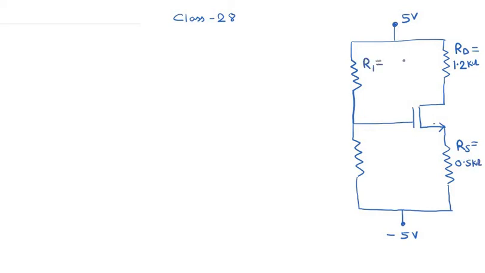So R1 and R2 are the biasing resistors, so 14 kilo ohms over here, and then R2 is 6 kilo ohms, so 6 kilo ohms over here, and the voltage at this point is basically Vg. Okay, and we are asked to find out Vgs, the drain current Id, and Vds. So these three parameters we have to basically find out.